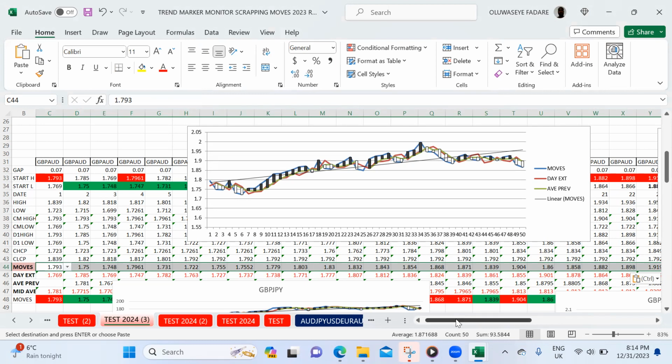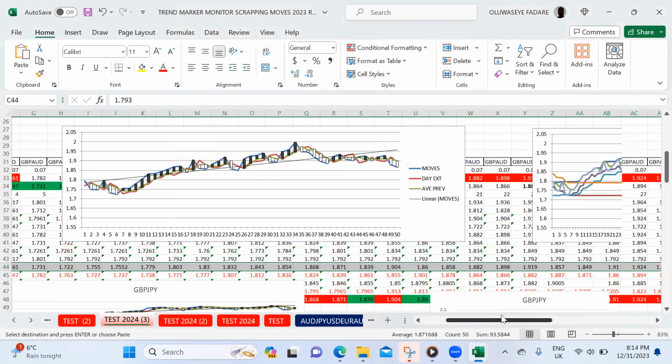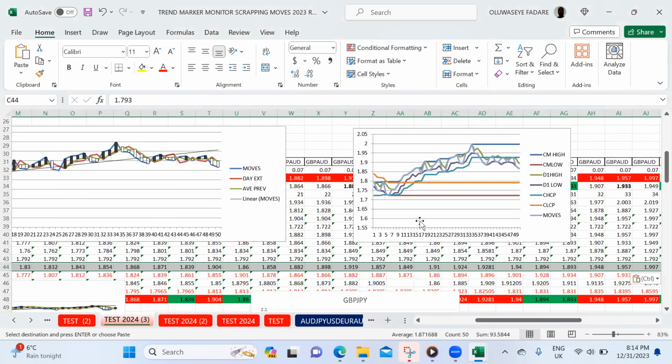So as you can see, the market reached the lowest point at this point, and then it moved up. And so, like I said earlier, this range is a buy range. It's good for buying, and this is good for selling.